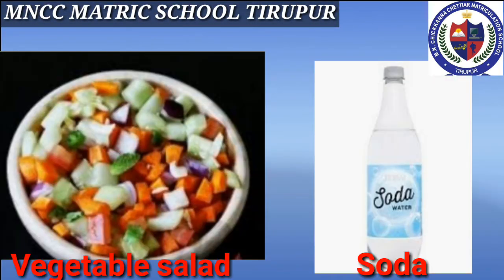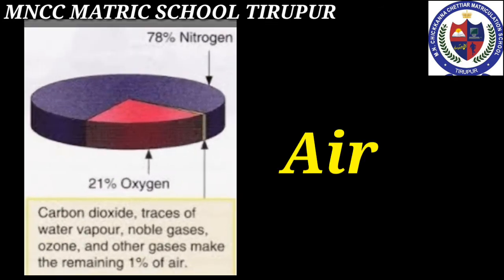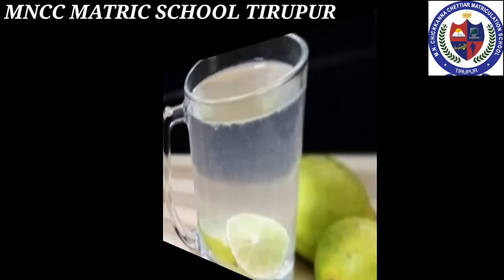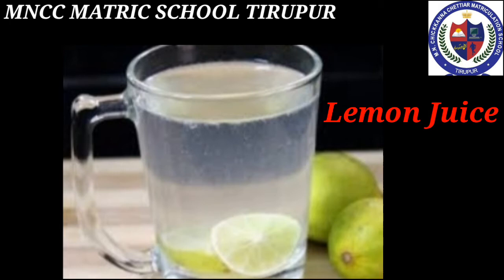Can we always see the different components of the mixture with our naked eyes? Let us compare vegetable salad and soda water. In vegetable salad, the individual vegetables can be separated physically, whereas in soda water, we can neither see nor separate the components physically. We all know that air is a mixture because it contains oxygen, nitrogen, carbon dioxide, water vapor, noble gases and other gases. Milk is also a mixture. It contains water, fat, protein, vitamins, minerals, etc. What about lemon juice? Yes, it is also a mixture because it contains lemon extract, water and sugar.